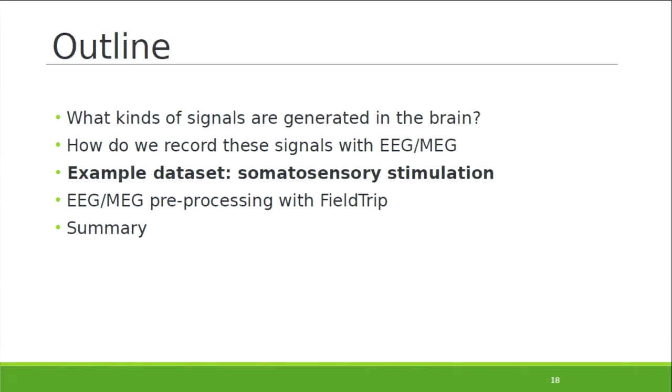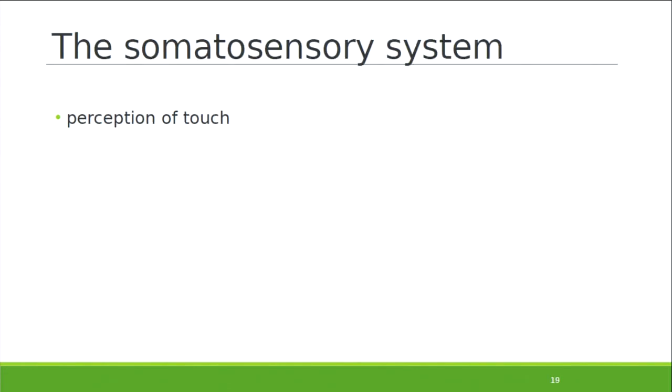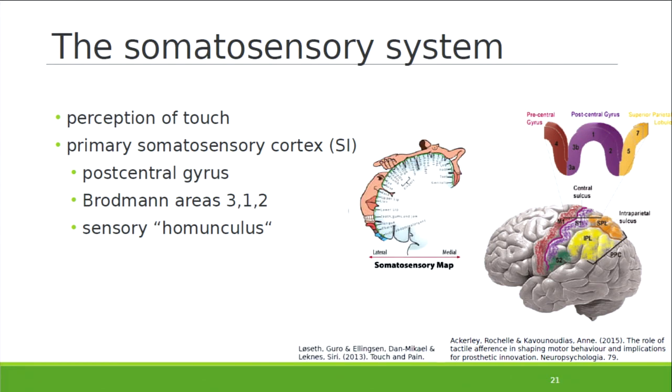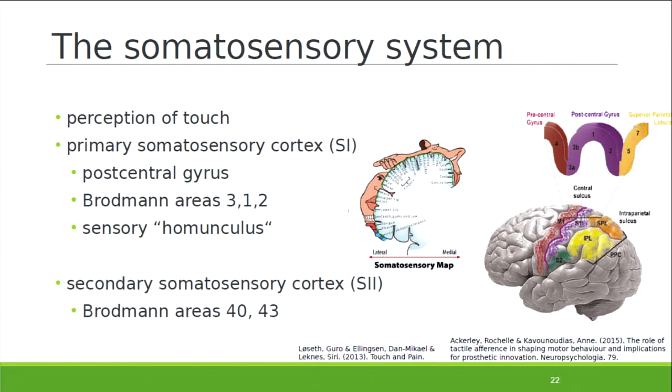Now, I will briefly present to you the example dataset which we use, which is a somatosensory stimulation. Just very briefly, the somatosensory system is about the perception of touch, and it comprises the primary somatosensory cortex, which is located in the postcentral gyrus. It consists of Brodmann areas 3, 1, and 2 mainly. And I'm sure you've seen this as the sensory homunculus. Every body part is represented in a certain area in this cortex. And the secondary somatosensory cortex is located a bit more to the lateral side in Brodmann areas 40 and 43.